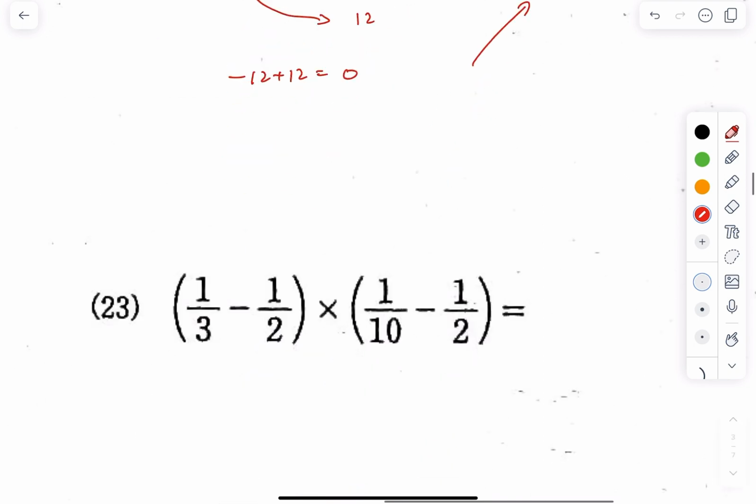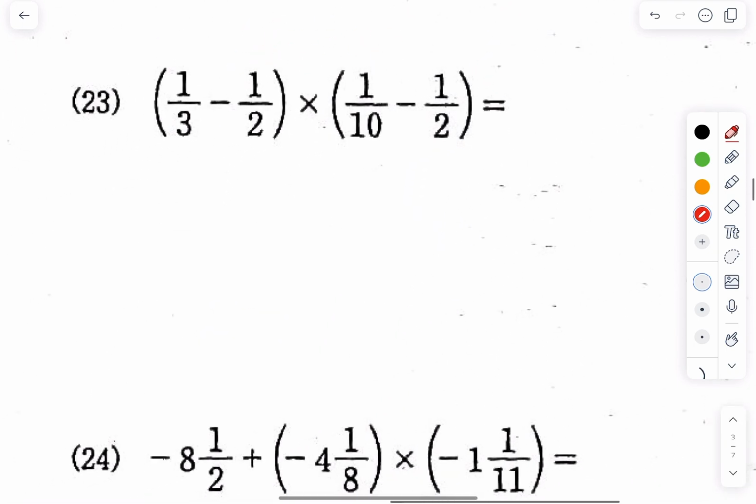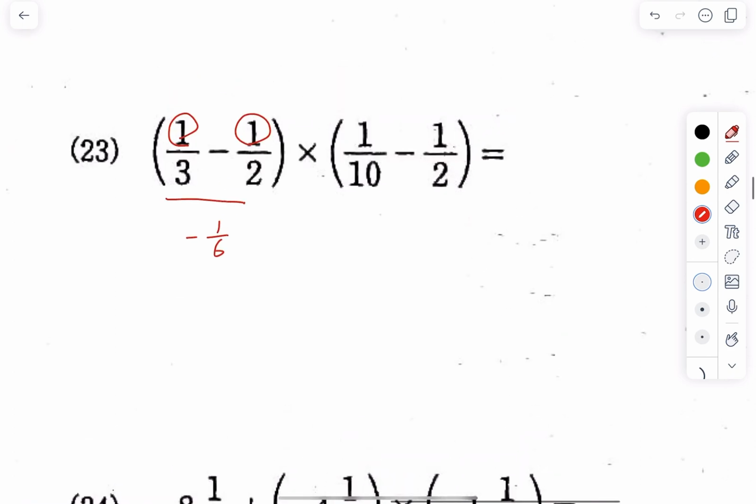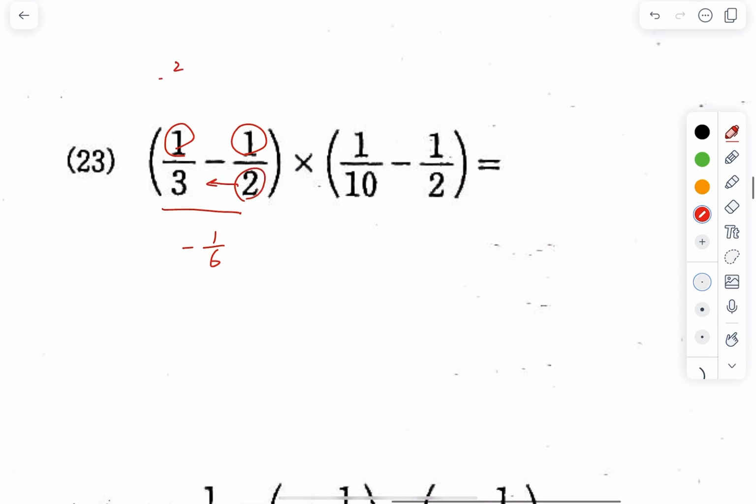So finger crossed. All right, next one, order of operation again. This one I know is going to be negative 1 over 6. Don't ask me how I get it. There's a trick to that too. Basically, if you have all ones on the top, you're just using 2 minus 3. If you want to do it properly, 2 over 6 minus 3 over 6, negative 1 over 6. Done.